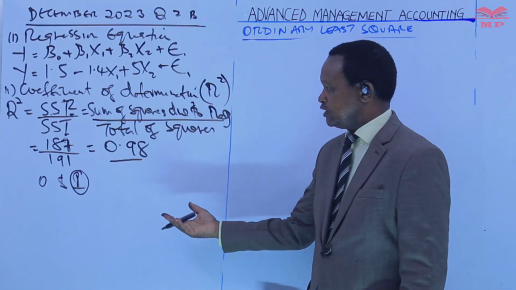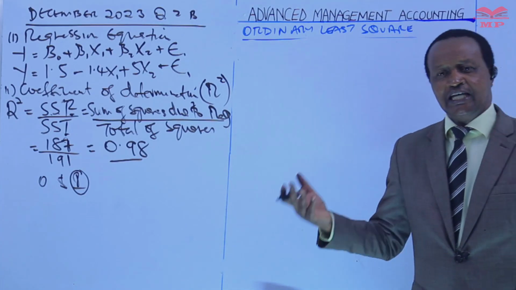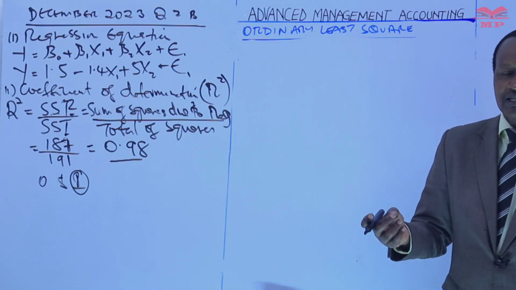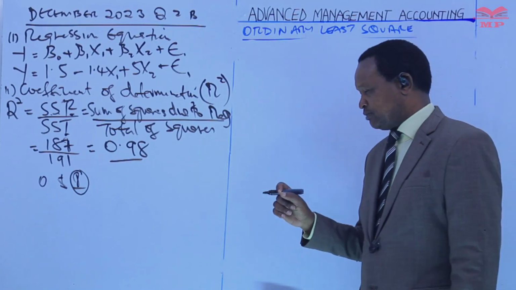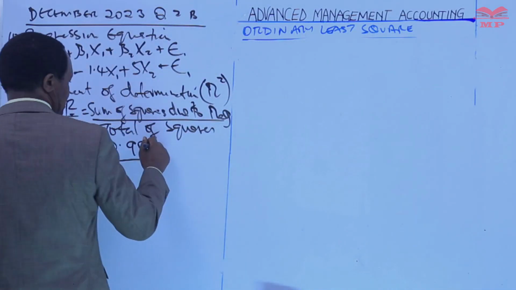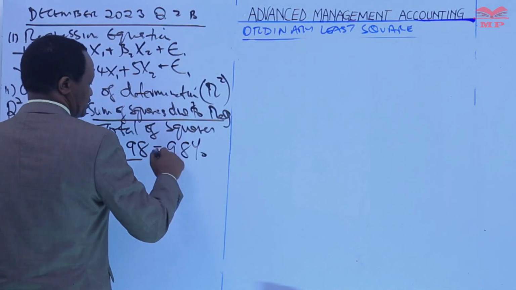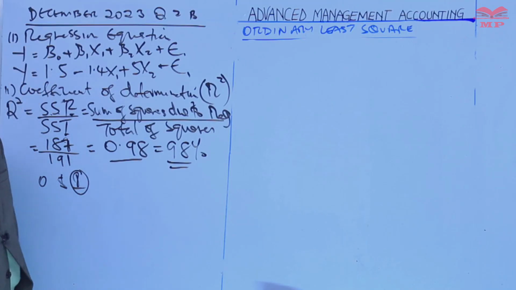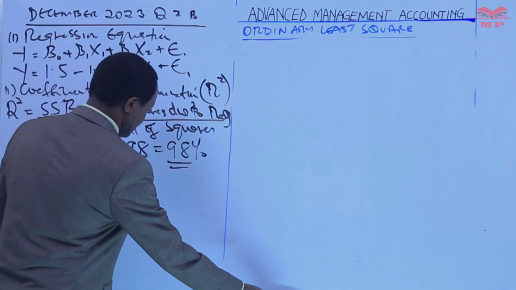The coefficient of determination is 0.98, which is close to 1, which means that approximately 98%, because 0.98 is just 98% when converted into percentage. Now I'm interpreting: that means that approximately 98% of the variance in the demand can be explained by the independent variables. That is the price and income, because those are the independent variables.